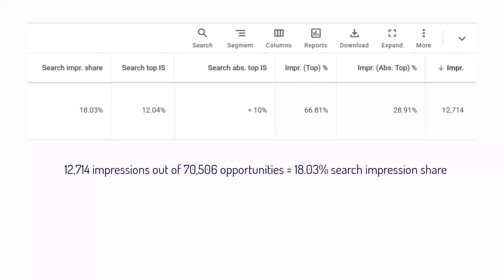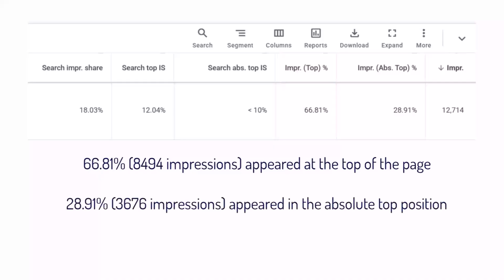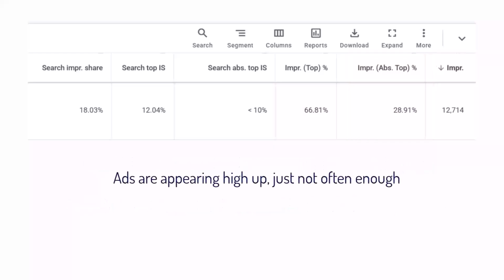However, this is where looking at the rate columns really helps. When the ads did show, their placement was reasonably strong. 66.81% appeared at the top of the page. Now that's around 8,494 impressions, whilst 28.91% appeared in the absolute top position, which is around 3,676 impressions. So in simple terms, the ads are often appearing prominently when they enter the auction, but they are missing a large proportion of the available searches.